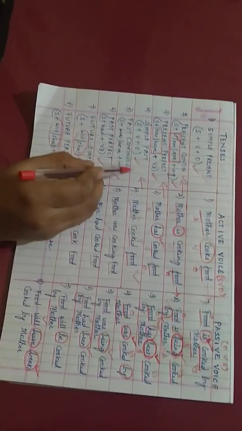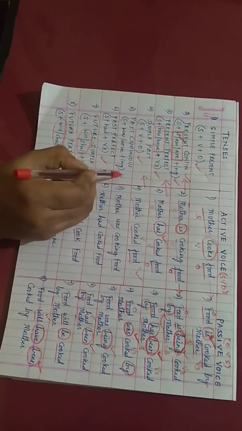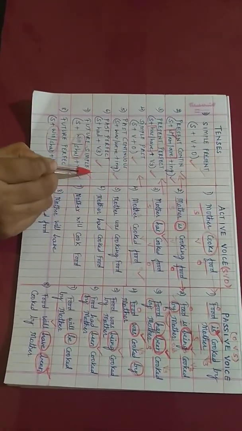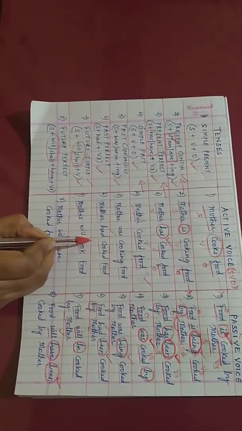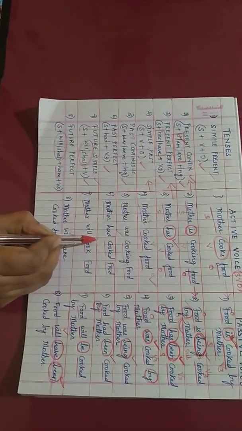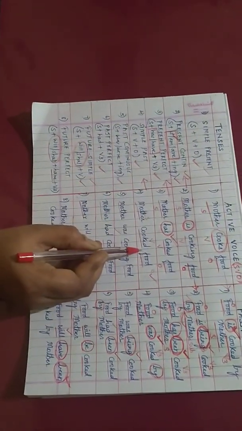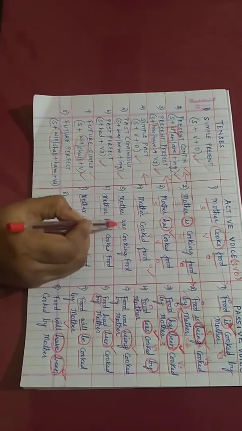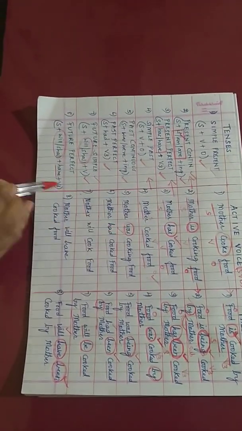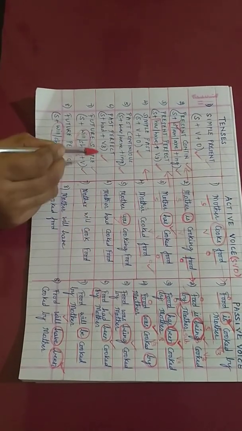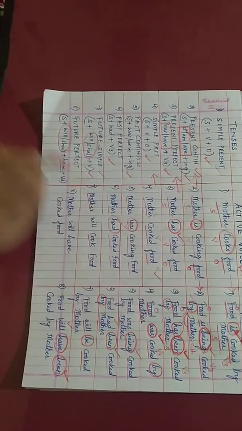Now the same applies even to simple past, past continuous and past perfect. Again you need to check the sentences. It comes under which type of tense? This comes under simple past because there is no helping verb. This comes under past continuous because there is the helping verb was. And this statement comes under past perfect because there is the helping verb had. We can see over here.